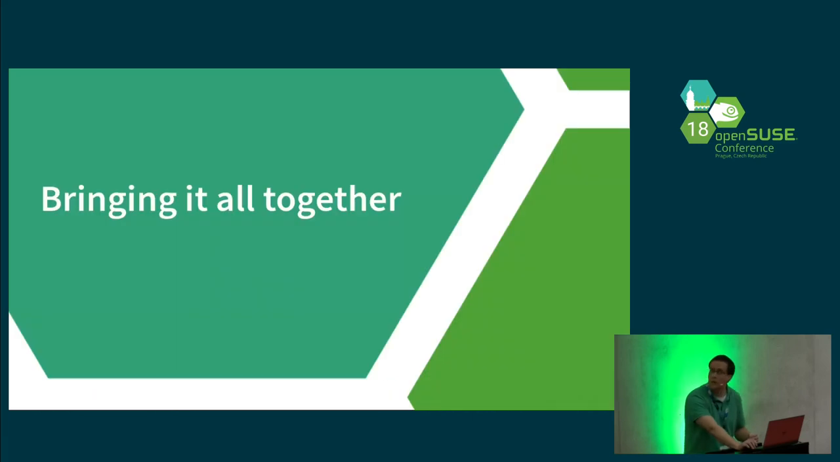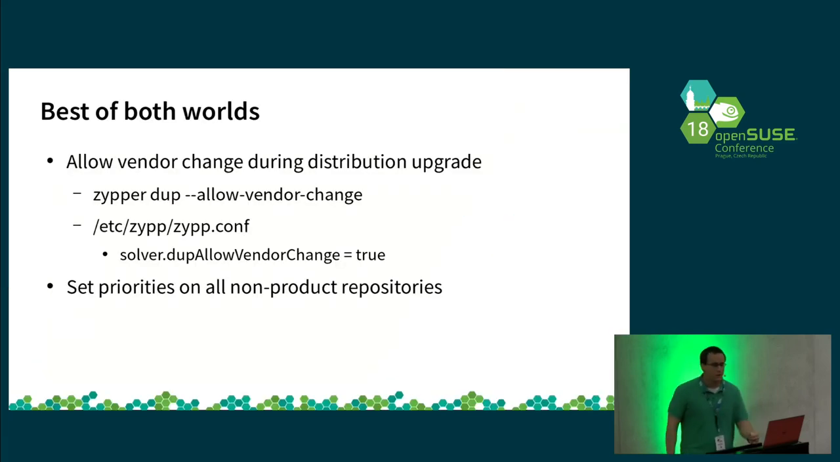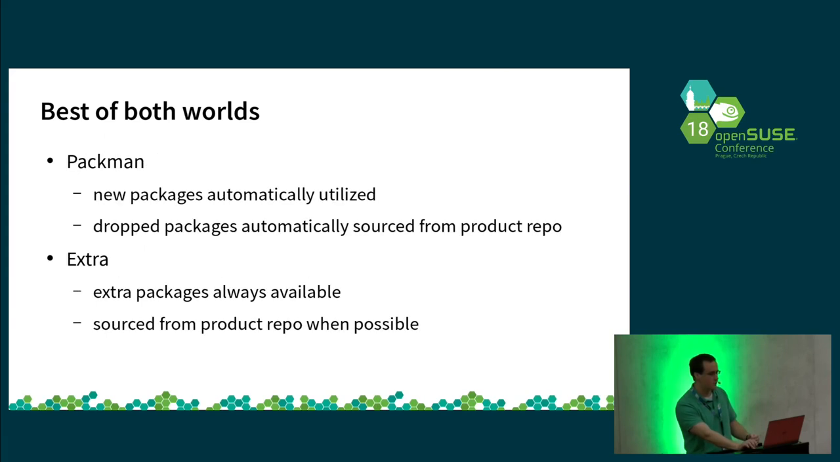So let's bring it all together. How do we actually make use of all this? The key here is that we want to always dup with allow vendor change, and we want to have priorities set on all our repos. If you don't have priorities set, then obviously dupping with allow vendor change can have undesirable effects. So these are the ways that you can dup with that, either whenever you run the command or you can change the config. And this basically gives us everything that we want.